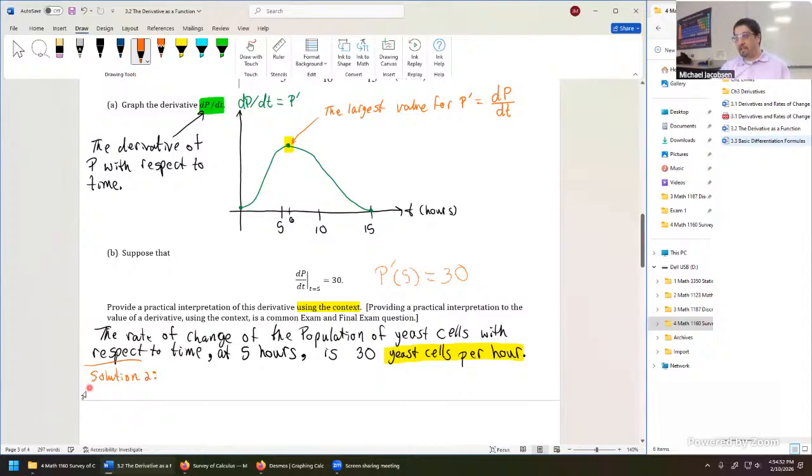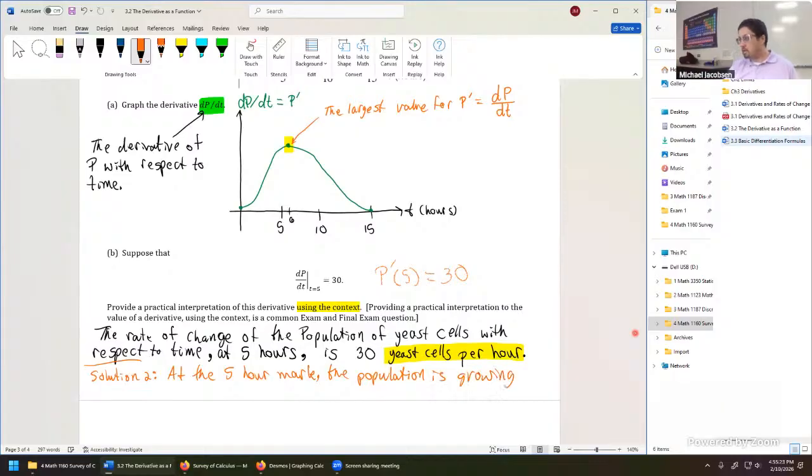I like this interpretation better because if you tell people the rate of change of the population, now you have to tell them exactly what that means. So another way to say it, borrowing what Haley suggested: at the 5-hour mark, the population is growing at a rate of 30 cells per hour.